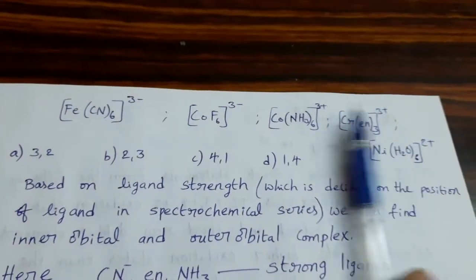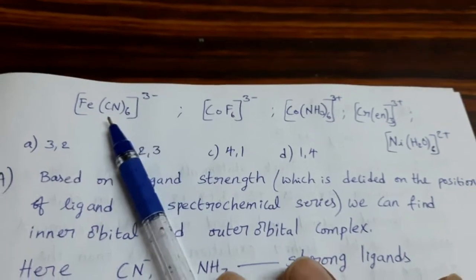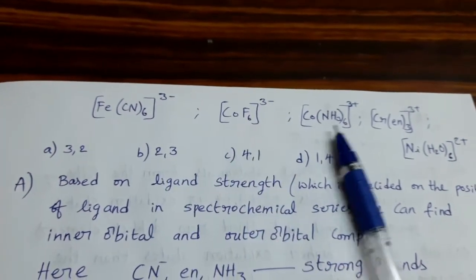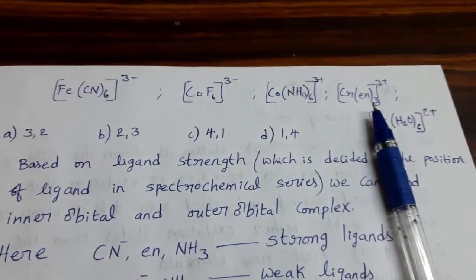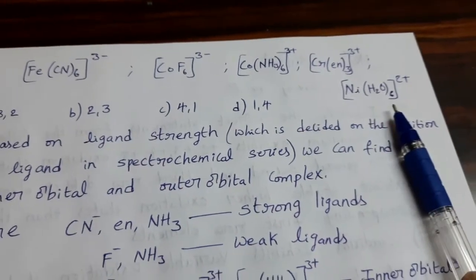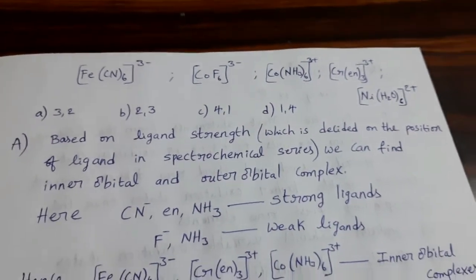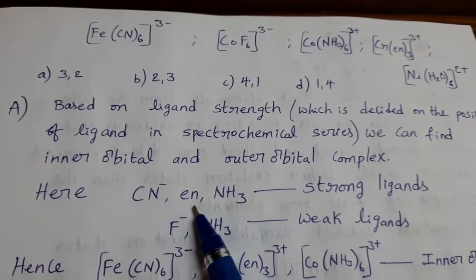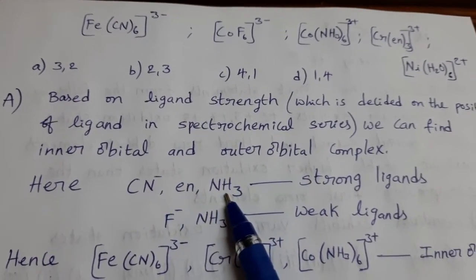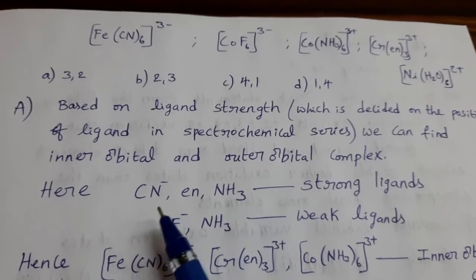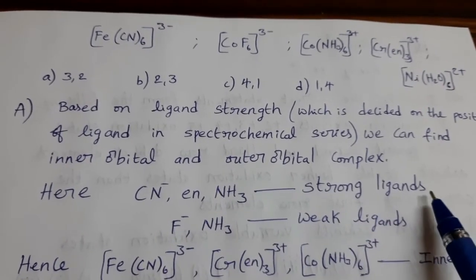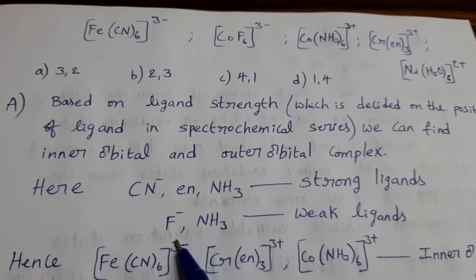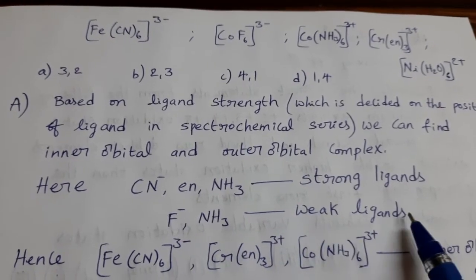These are the 5 species. Here the ligand is cyanide, CN-. Here fluoride, here ammonia, here ethylene diamine, here H2O. In these 5 ligands, strong ligands are CN-, ethylene diamine, NH3. These 3 ligands are strong ligands, and F-, H2O are weak ligands.